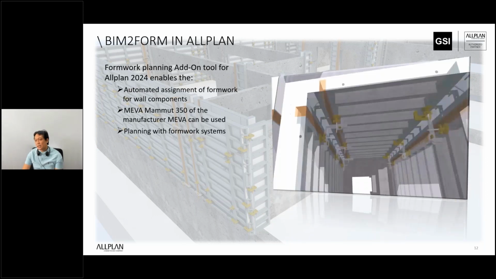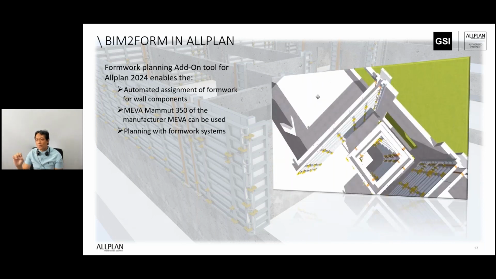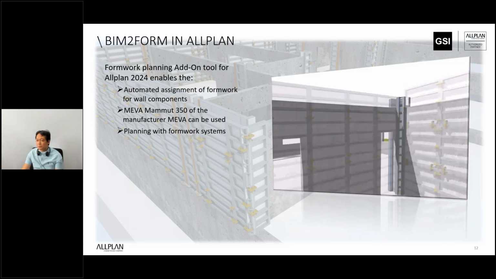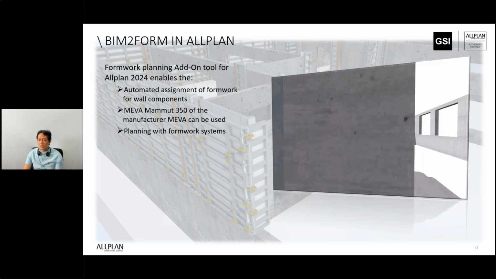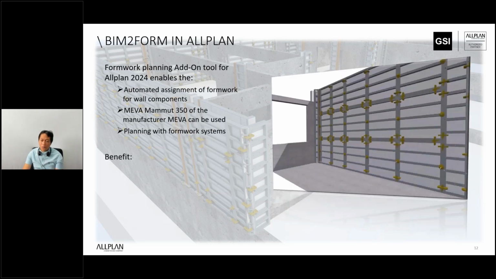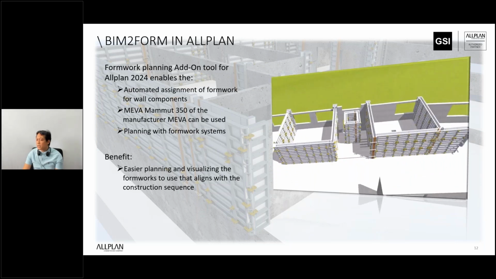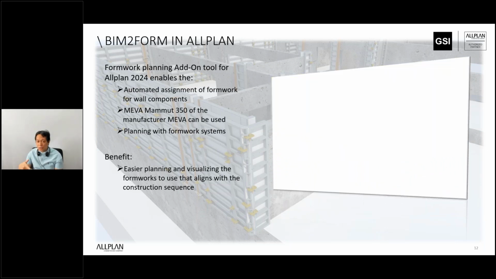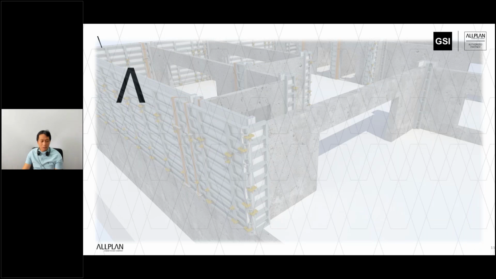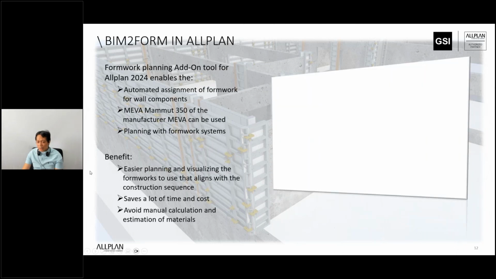So this really helps in your planning stage for your formworks. So what will be the benefit of this? It's actually easier planning and visualizing the formworks that you can use to align with your construction sequence, and also saves a lot of time and cost, of course, and avoids manual calculations. So that's the purpose of this automation.